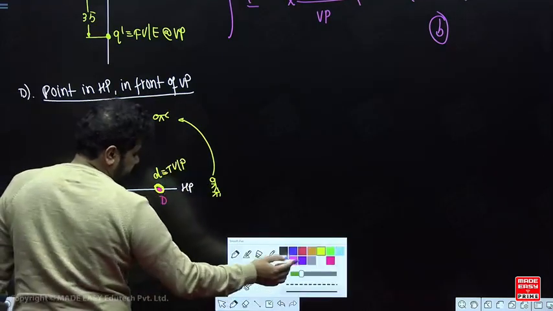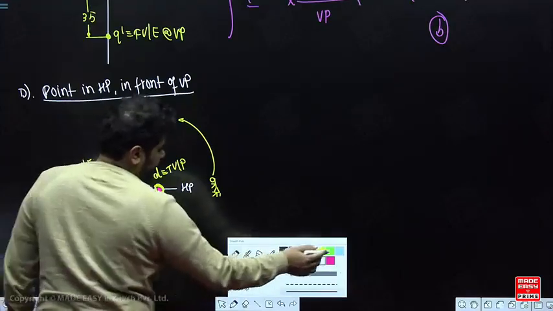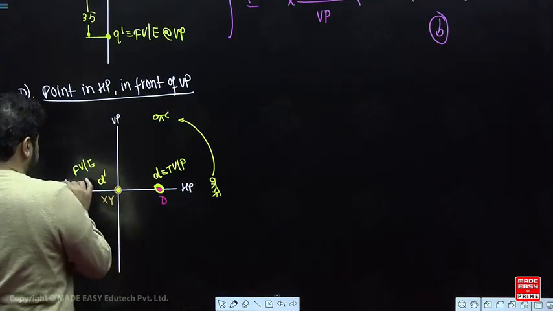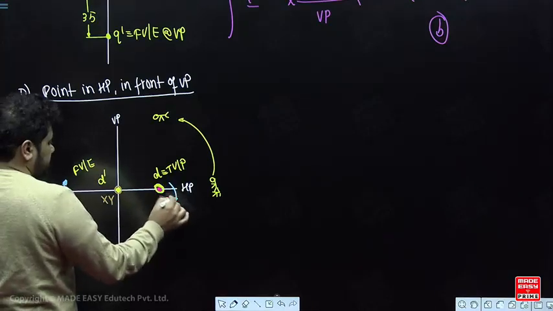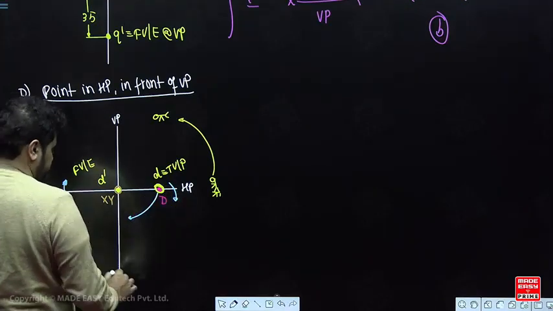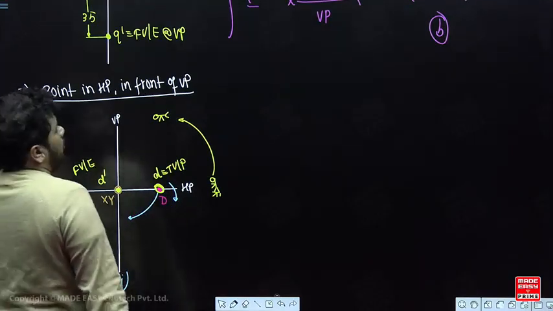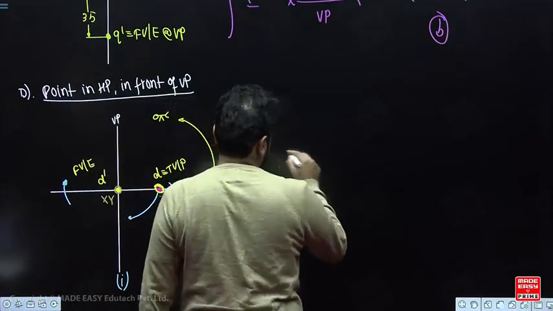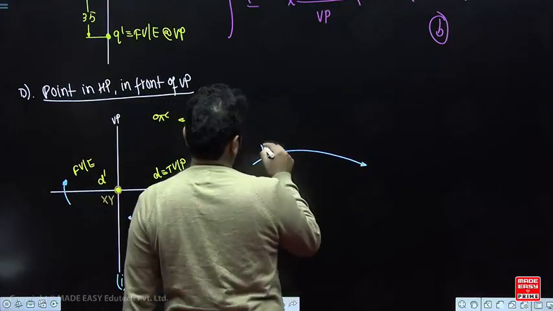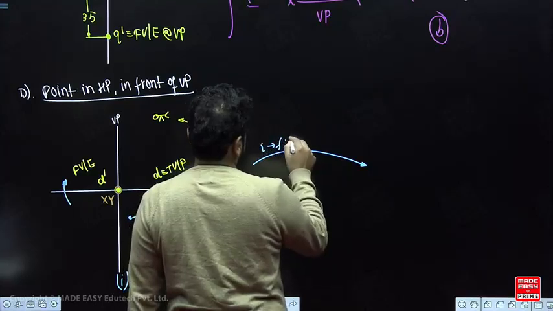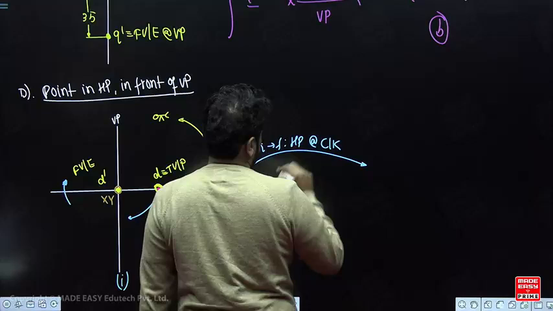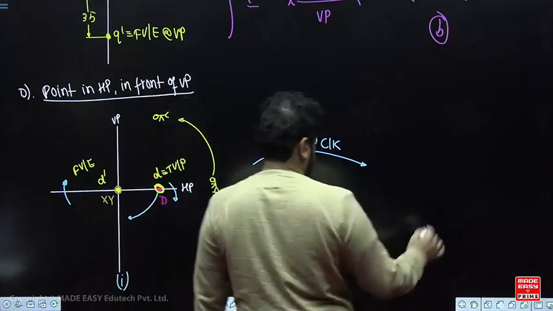Now, we know that HP is rotatable, right? So, rotatable means HP needs to be rotated in the clockwise direction. So, this point will come down, this is the initial. So, initial to final, HP to be rotated clockwise.